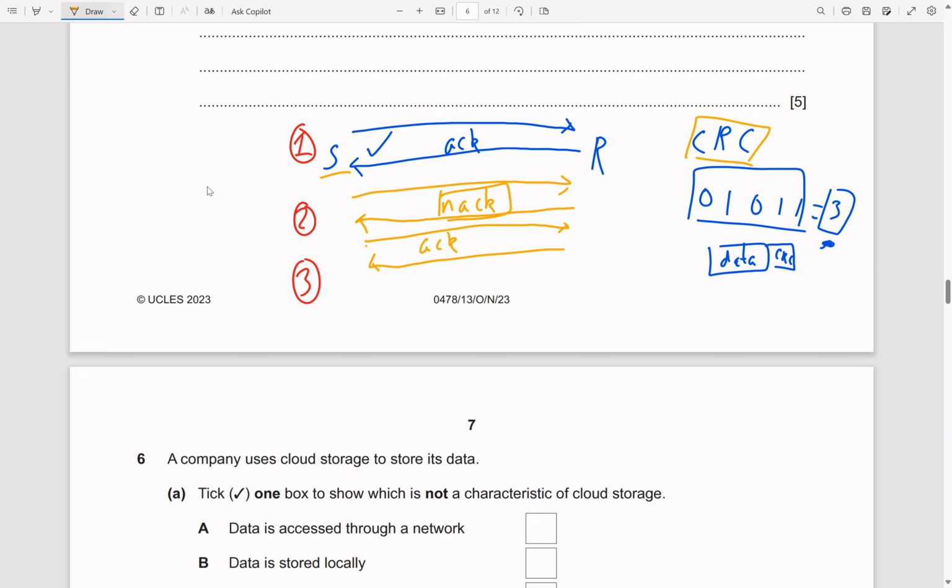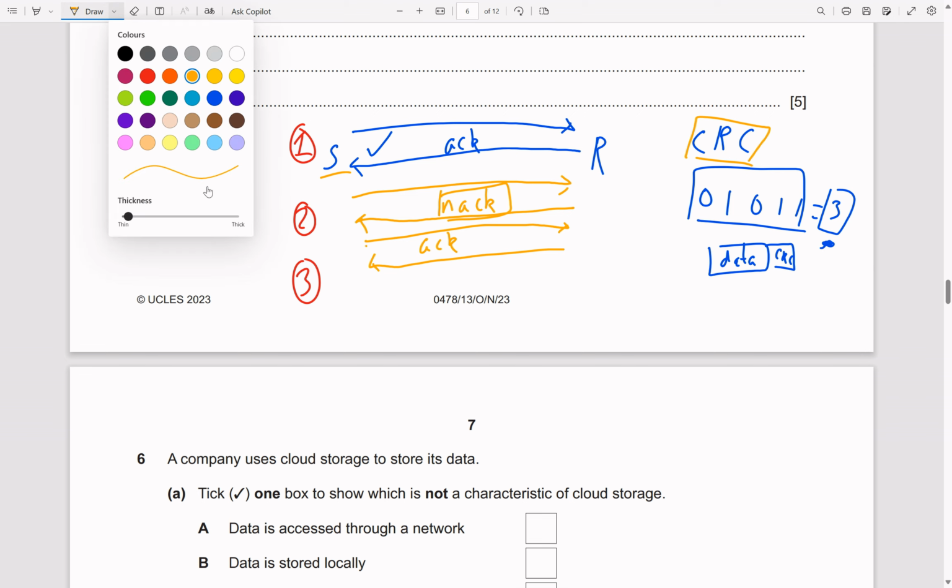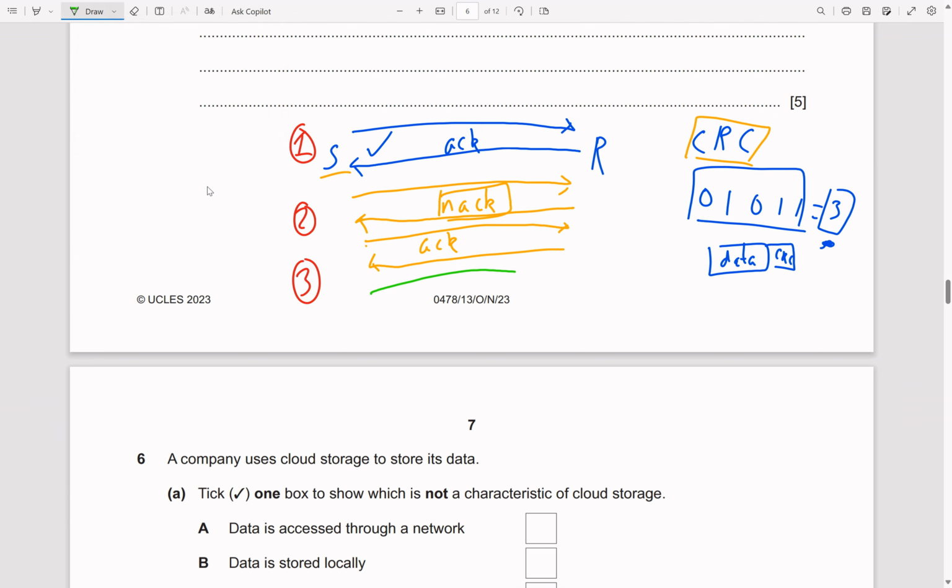Right, and then let's say the last case, let's use green, although this is also going to be a failure case. Let's imagine they send it, but for some reason, let's say there's a network error. The receiver doesn't actually receive it. So in this case, the receiver is not going to send anything because they literally don't know that someone's trying to contact them. So what's going to happen?